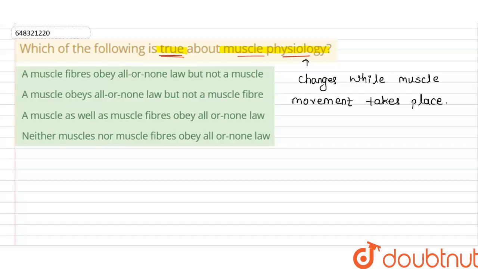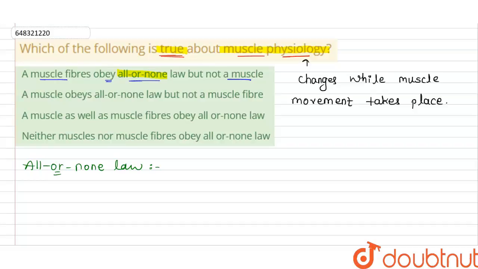So here in the first option they are saying that a muscle fiber obeys the all or none law but not the overall muscle. So first we have to understand what this all or none law is. This is a principle, or we can say a law, and that law states something about the stimulus.